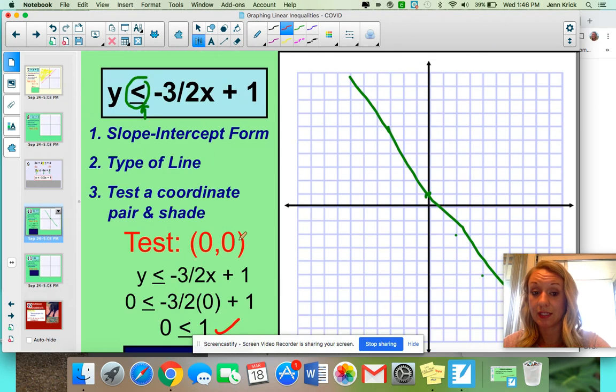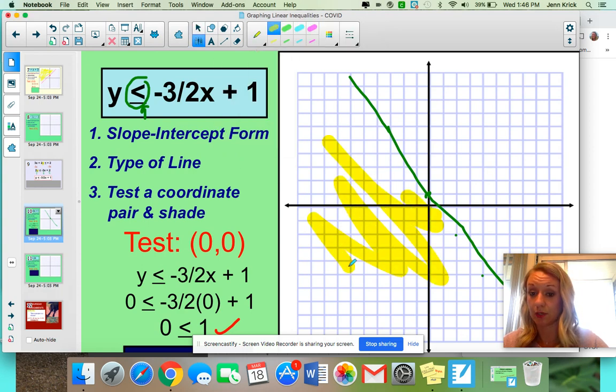So because that makes it true, we will include 0, 0 in our shading. So if we shade, we want to make sure that we include the region that has 0, 0 because it made it a solution. It made the inequality true.